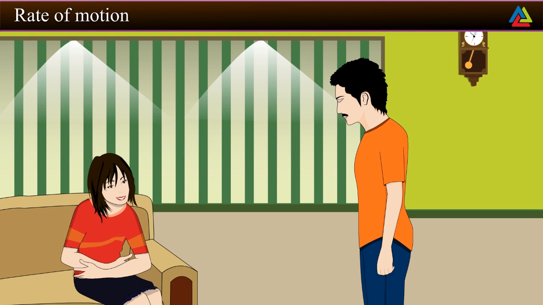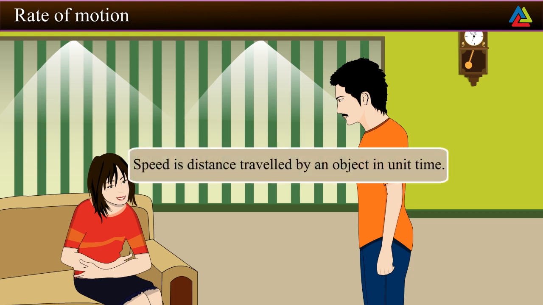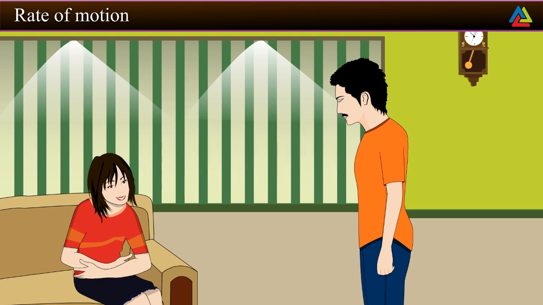Then how do we measure the rate of motion? We can measure rate of motion of an object by finding out the speed. Speed? How to find this? Speed is distance travelled by an object in unit time. The SI unit of speed is meter per second. To specify the speed of an object, we require only its magnitude.